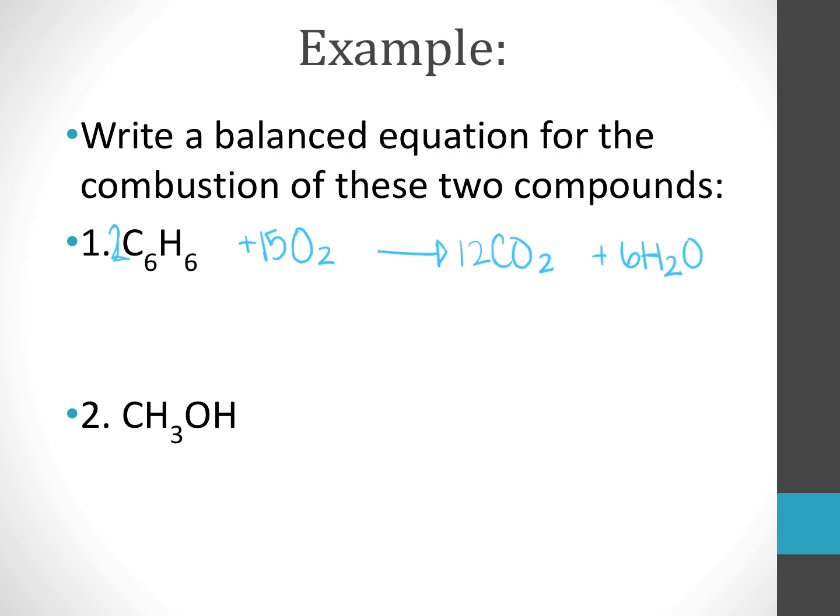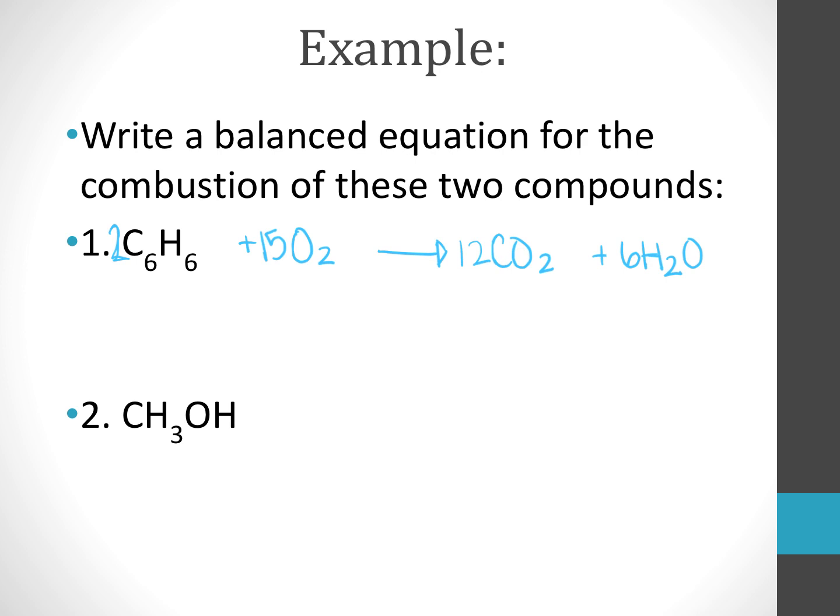So now we should have the correct ratio, and I'm just going to go through and make sure I'm still balanced. So 2 times 6 is 12, and we have 12 carbons. And then for hydrogen, 2 times 6 is 12, 6 times 2 is 12. And then 15 times 2 is 30, and then I have 12 times 2, 24, plus 6, which is 30.